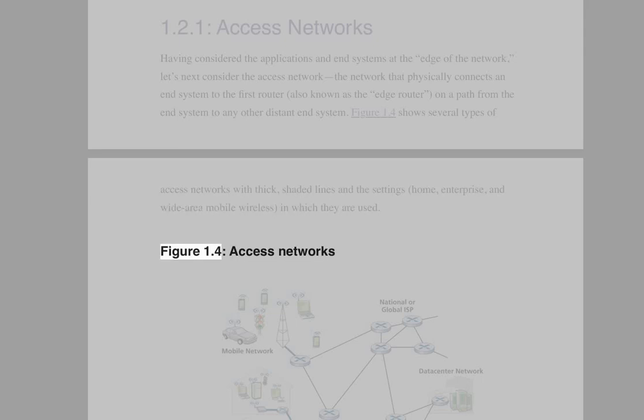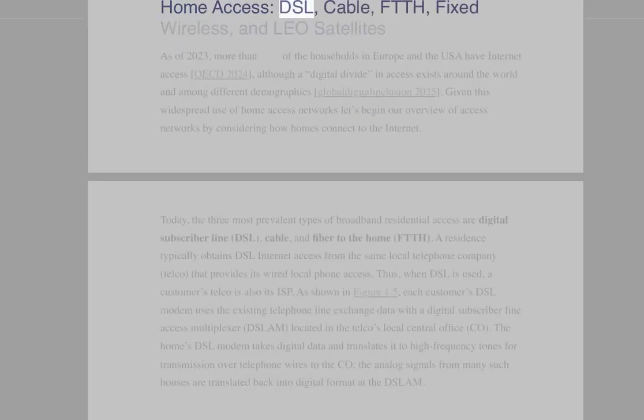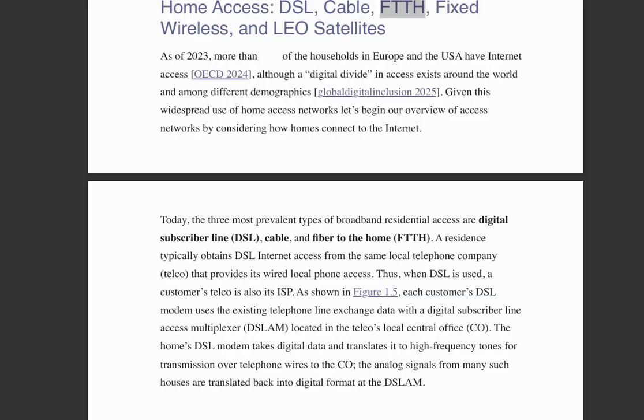Figure 1.4, access networks. Home access, DSL, cable, FTTH.